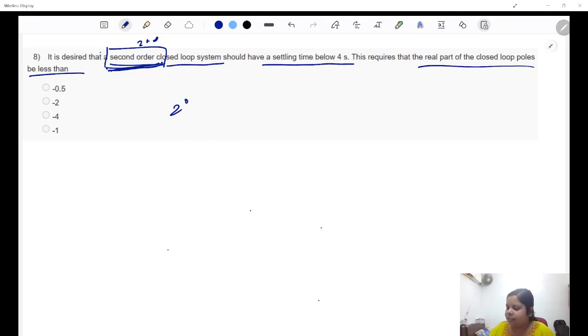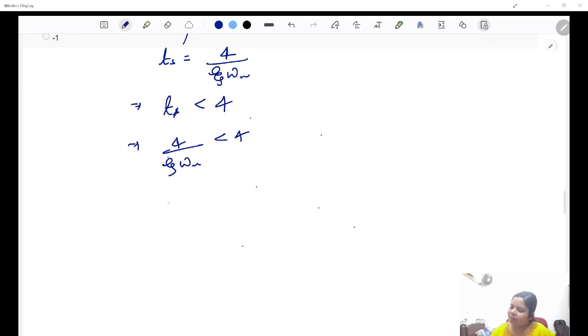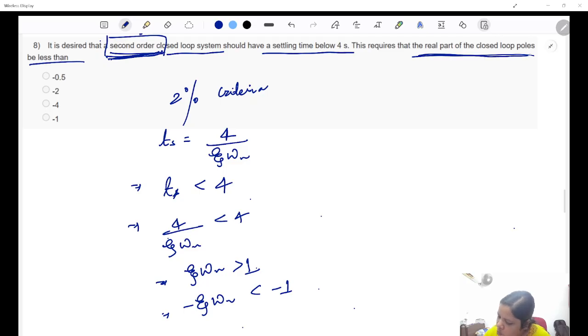So let's consider the 2% criteria. Then our TS is 4 upon zeta omega n in the plus minus 2% band. And from the question it is being demanded that TS should be less than 4. That means 4 upon zeta omega n should be less than 4. That means zeta omega n should be greater than 1. That means minus zeta omega n should be less than minus 1.